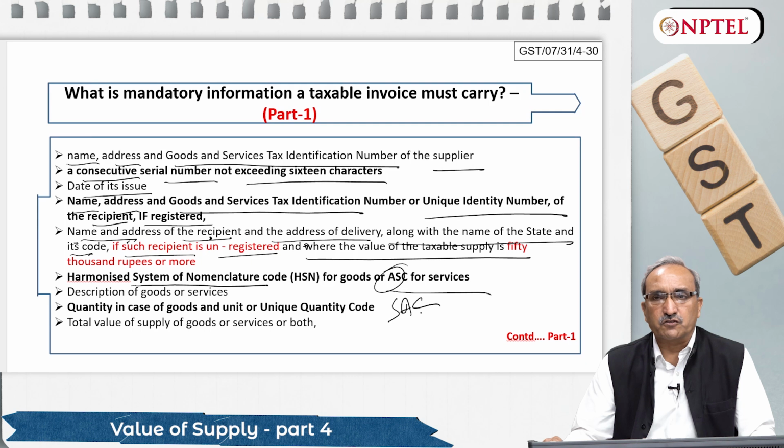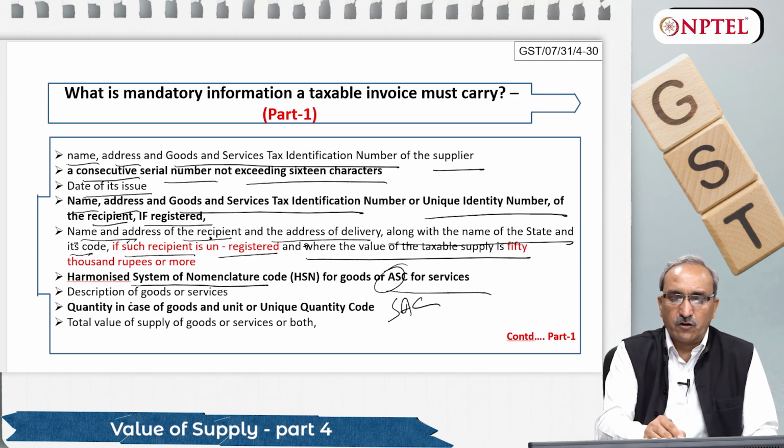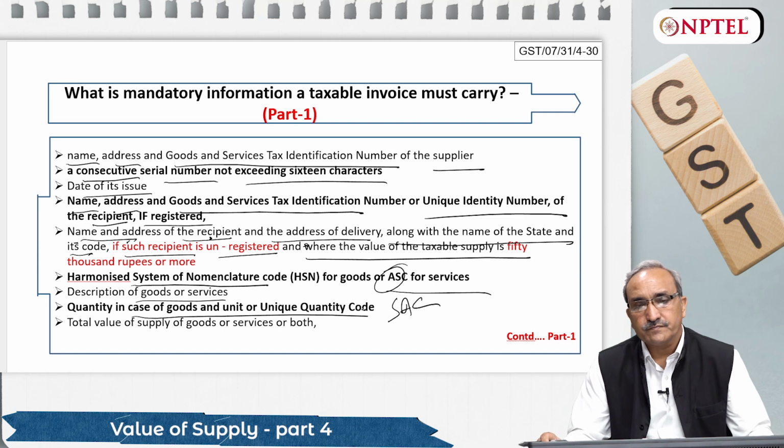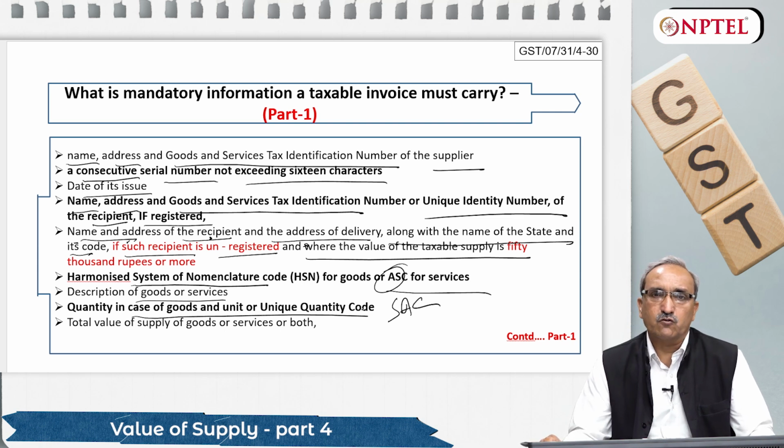Then description of goods. What type of goods you are selling? What is the name you call for these goods? You have to mention in your invoice. Quantity. How much quantity you are supplying through this invoice? That must be there in your bill.